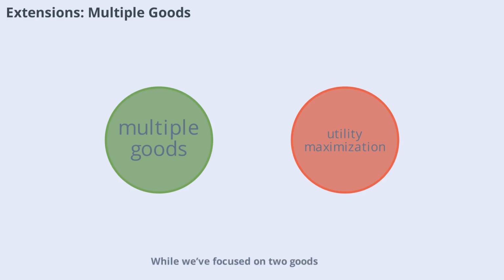While we focused on two goods, the same principles apply when choosing among many goods. The mathematics becomes more complex, but the idea remains: consumers allocate their budgets to maximize utility given prices and income. This extension helps explain a wide range of real-world consumption patterns.